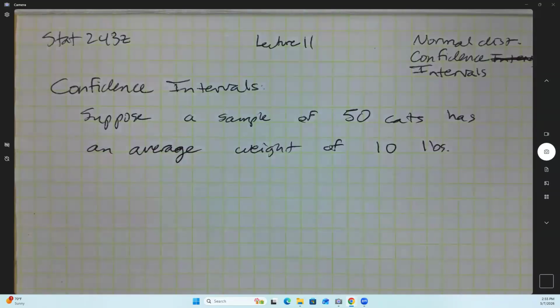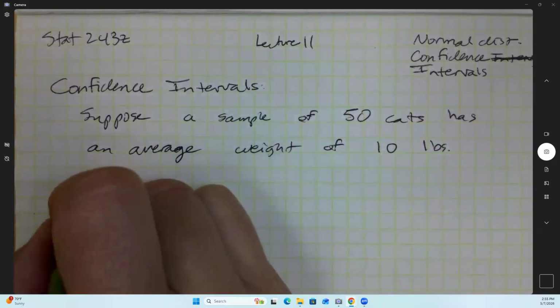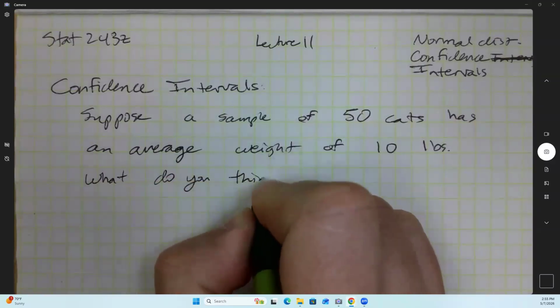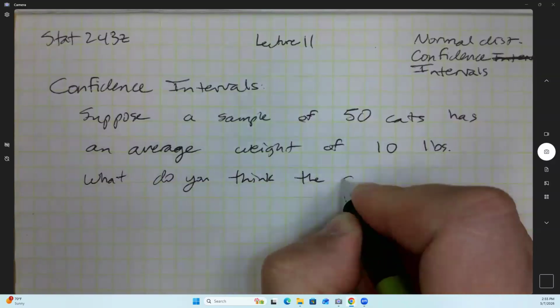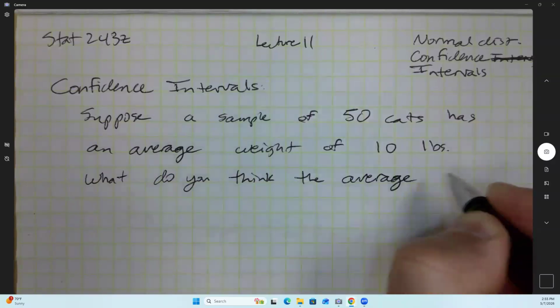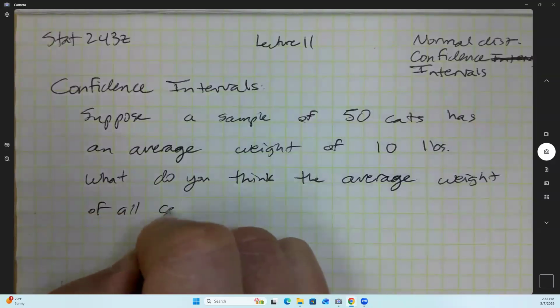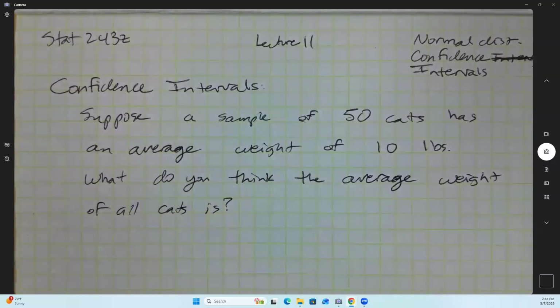Suppose you collect a sample of 50 cats and you did a pretty good job with your methodology. You think it's a pretty random, representative sample. And that sample has an average weight of 50 pounds. My question for you is, based on that, what do you think the average weight of all cats is?